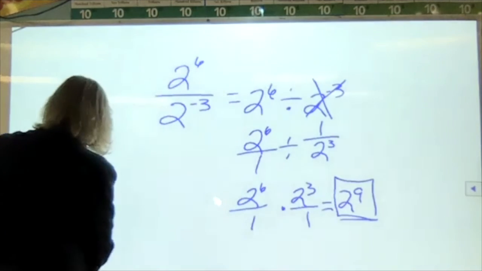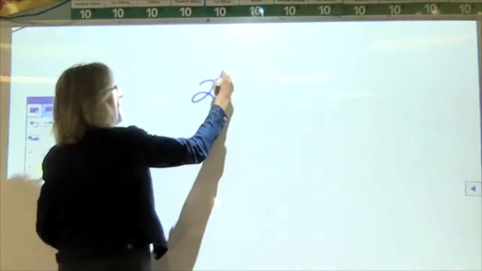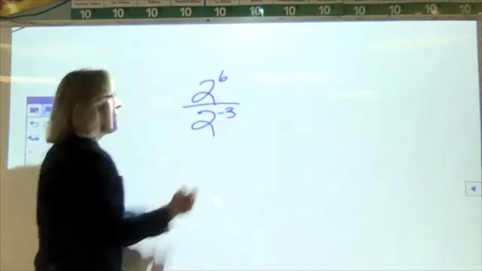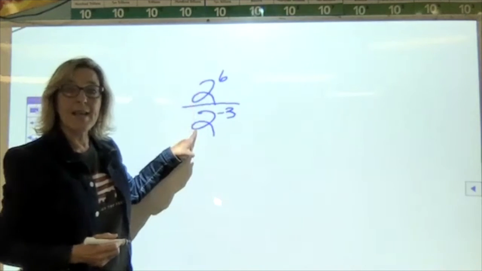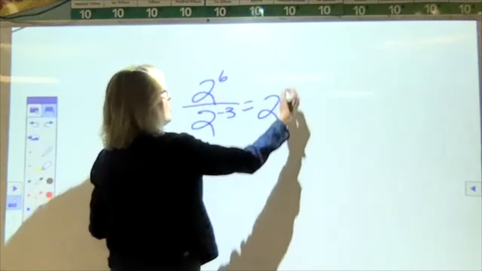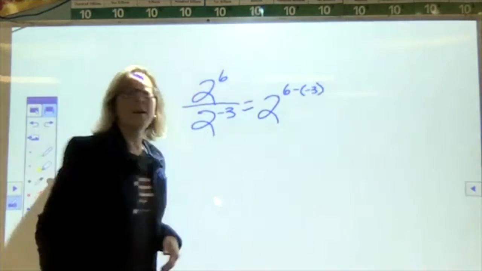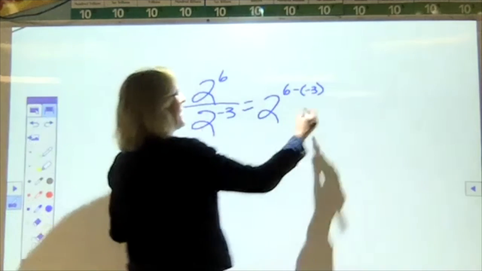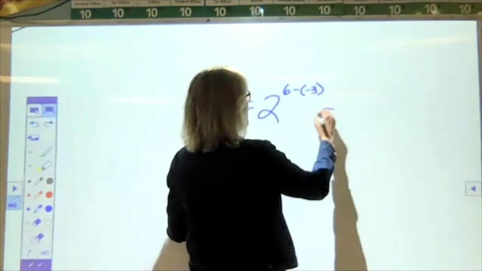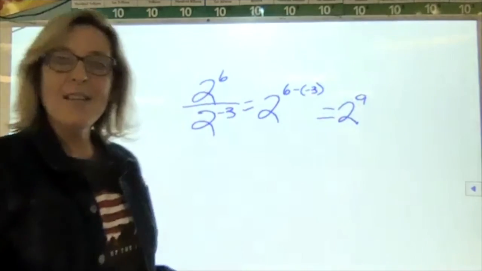Okay, we can also think about this as applying the rule of division of exponents, which says that when you have bases that are the same, you can subtract the exponents. So this is equal to 2 to the 6 minus -3 exponent. 6 minus -3 is the same as 6 plus 3, which is 2 to the 9th power, because 6 plus 3 is 9.